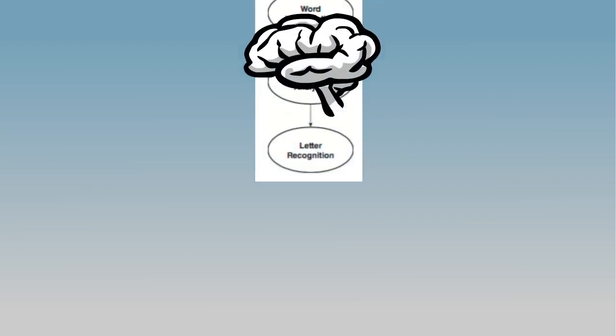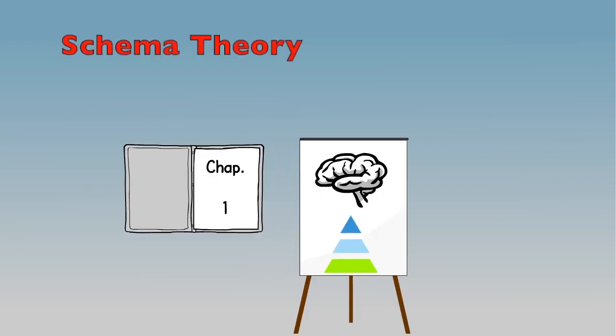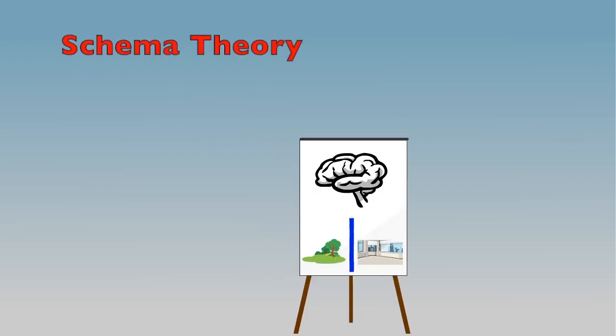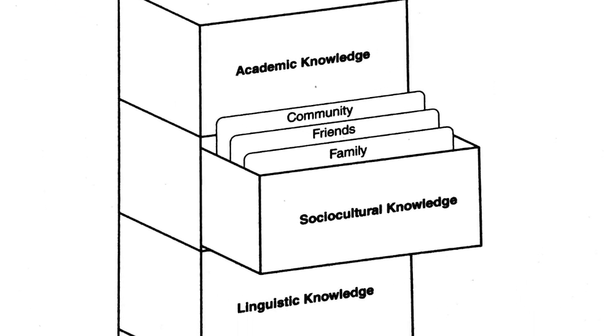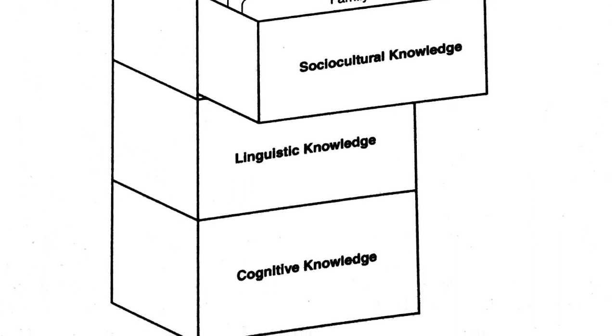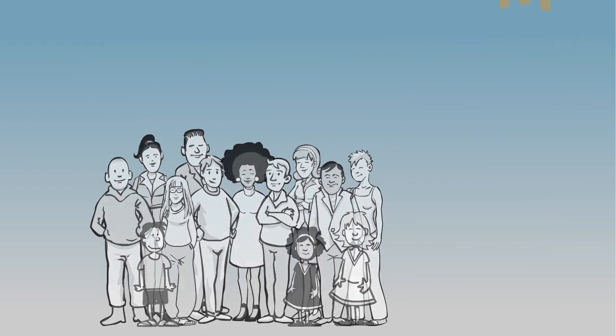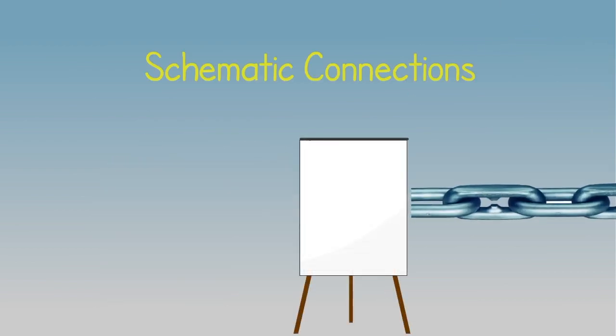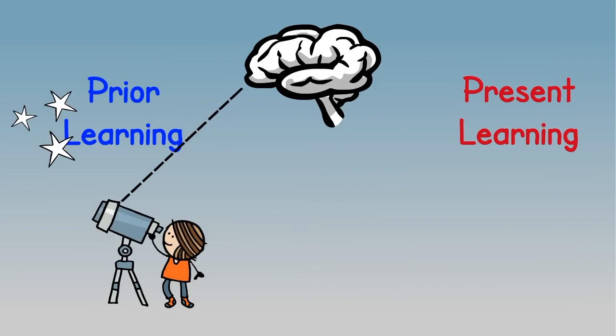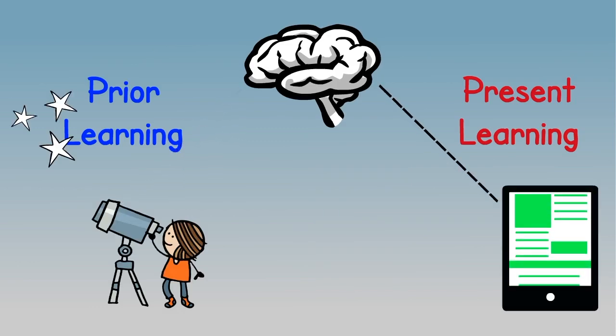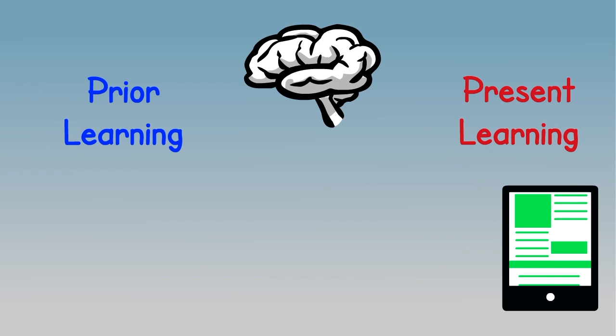You learned a little bit about schema theory in Chapter 1. It was used to describe how knowledge is categorized in a person's memory. Remember, it is crucial to help CLD students build schematic connections between what they already know and the new, so they can comprehend and retain new information.